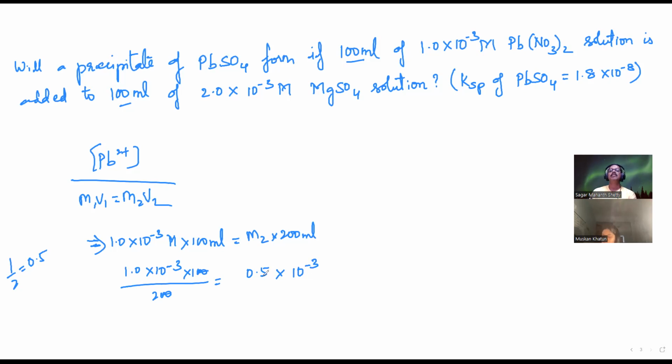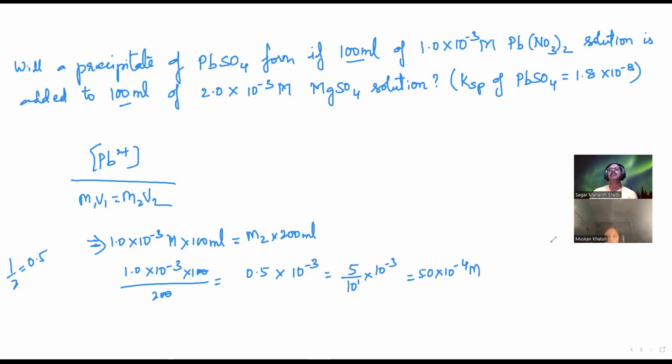Now, this 0.5 can be written as 5/10 into 10 to the power of -3. Now, this 10 to the power of 1, if I take it to the numerator, becomes 10 to the power of -1. So -3 minus 1 would now be 10 to the power of -4. This is for lead. So now we've got the molar value for lead.